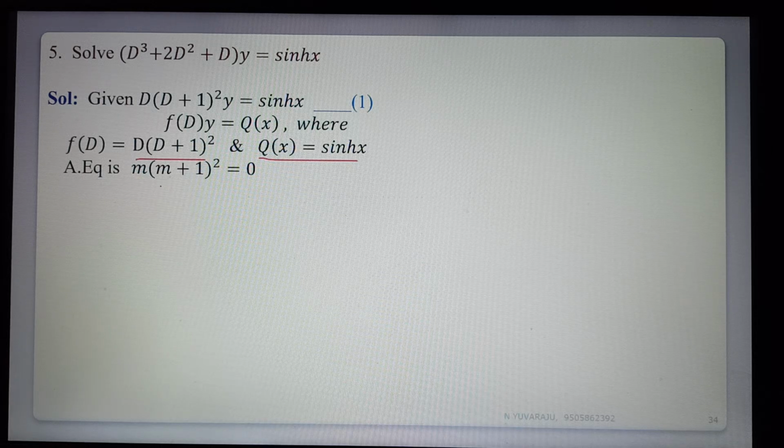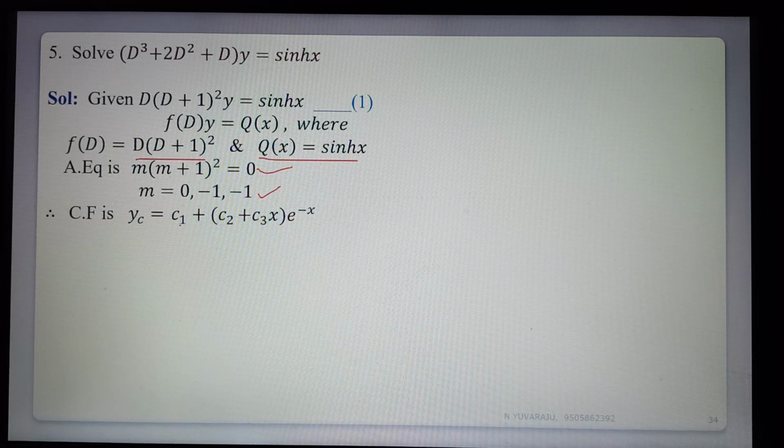So take the auxiliary equation, m into (m plus 1) whole square is equal to 0, m is equal to 0, minus 1, minus 1. These are the 3 roots: 0 is a single root, and minus 1 is a repeated root. So that is equal to c1 into e power 0x into 1, that is c1, plus for the equal roots (c2 plus c3x) into e power minus x.